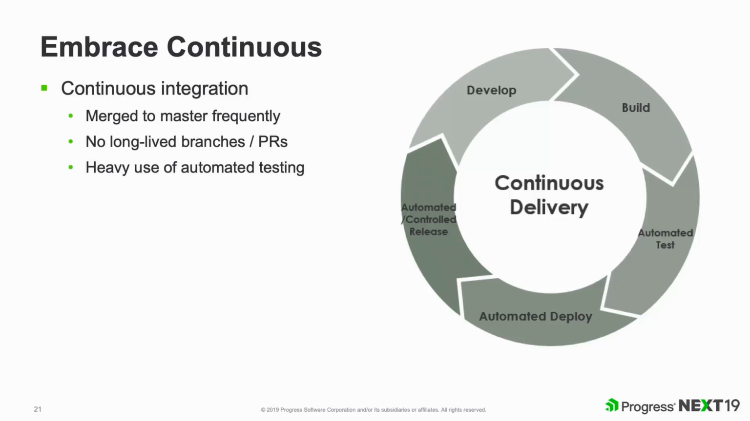So continuous integration means you merge to your master branch, mainline branch, frequently. You don't have long-lived branches or, if you're using GitHub, pull requests, and you make heavy use of automated testing.